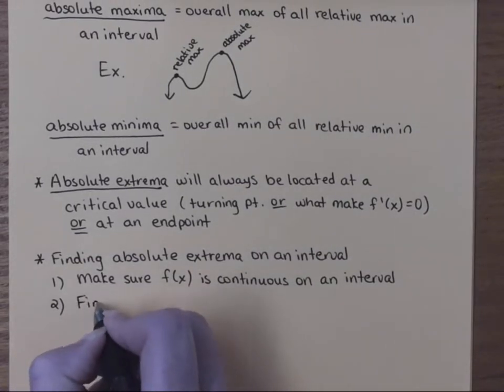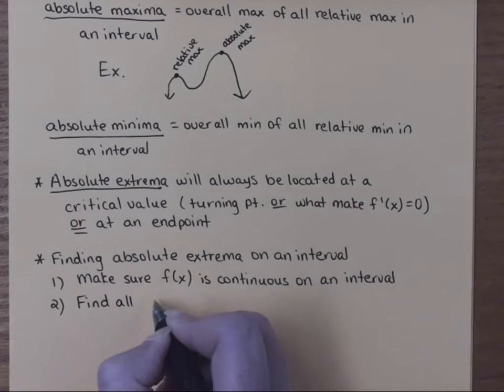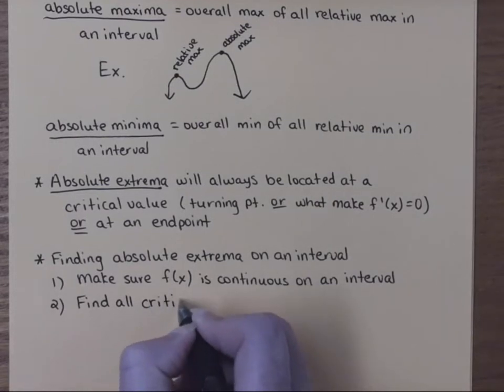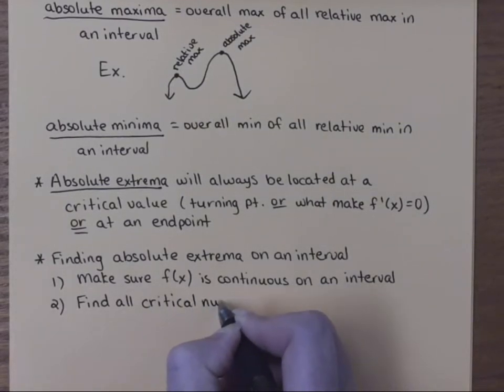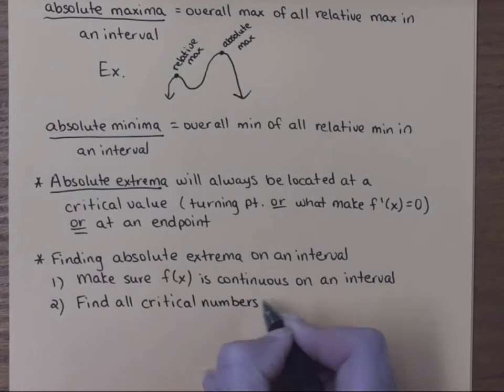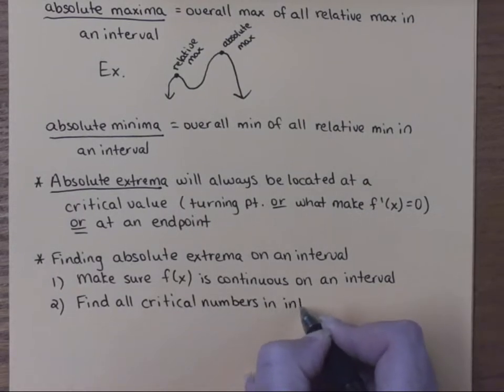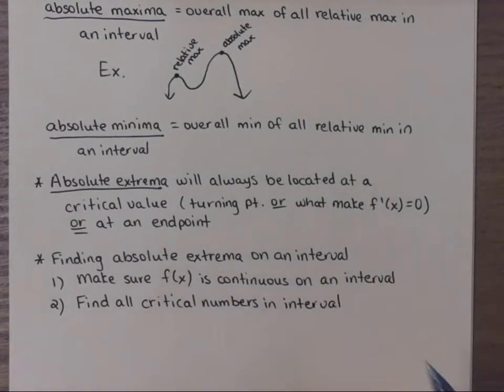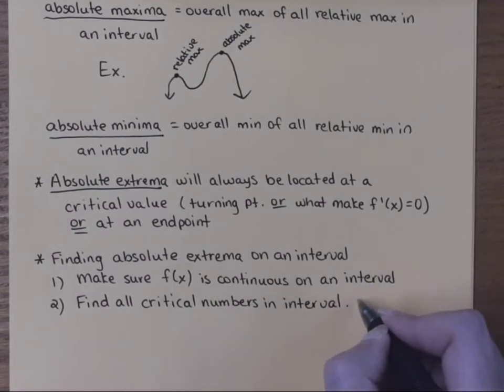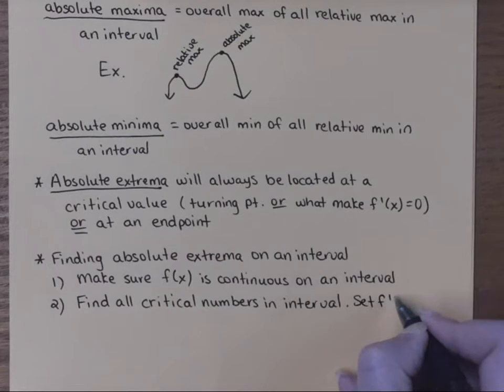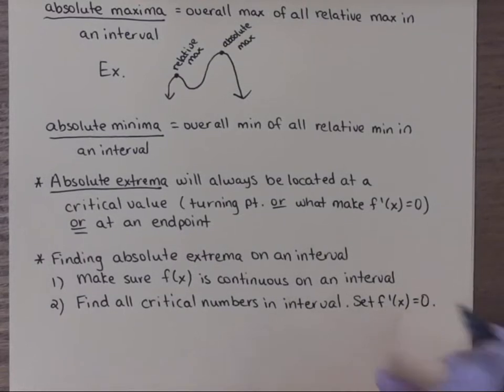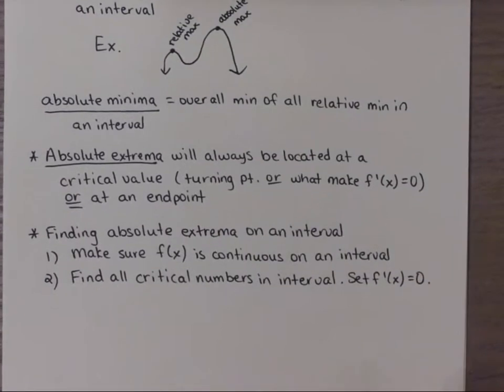So step number 2 is we're going to find all critical numbers or critical values in the interval. We're only going to focus on the ones that are points though, so to do that we're just going to set the first derivative equal to 0. We are not going to worry again about the critical numbers where the first derivative is not defined.